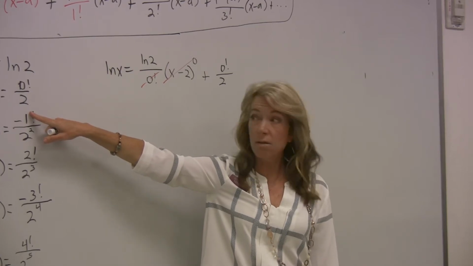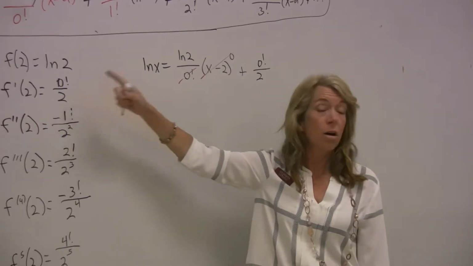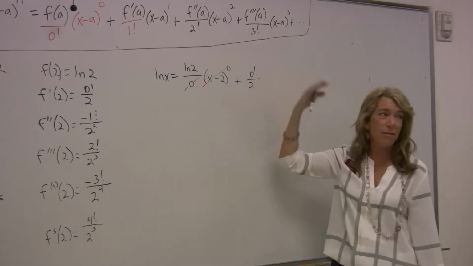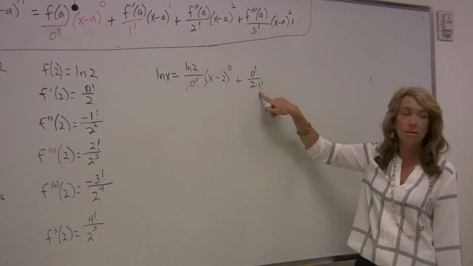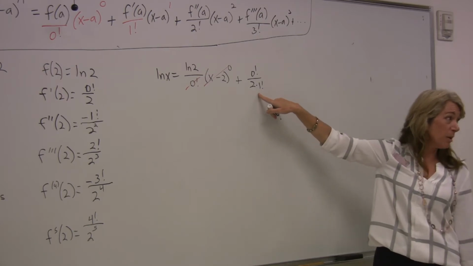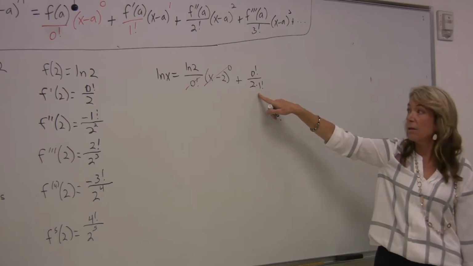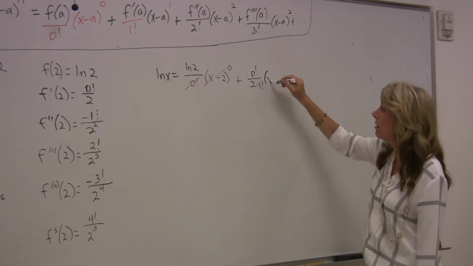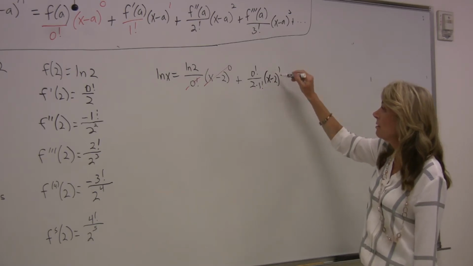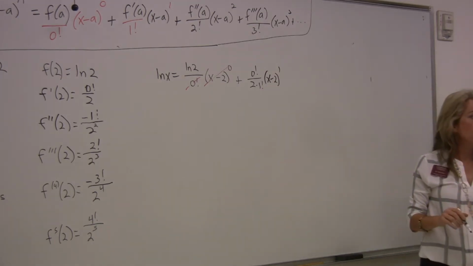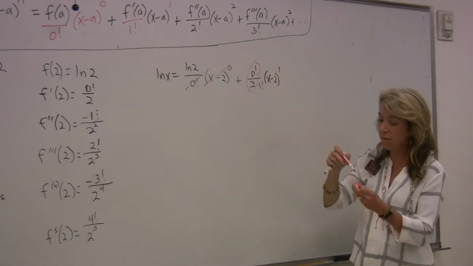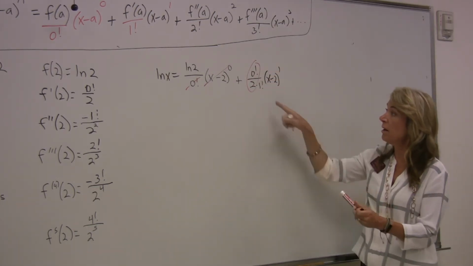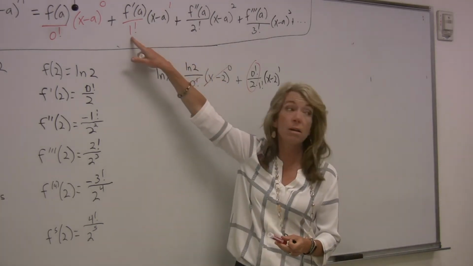But then what do I need to do? Over 1 factorial. So instead of dividing by another one, I'm going to put the other 1 factorial down here, over 1 factorial, so I put it in the denominator. Dividing by another 1 factorial. X minus 2 to the 1. So this part came from my derivative. This part is the 1 factorial from the formula.